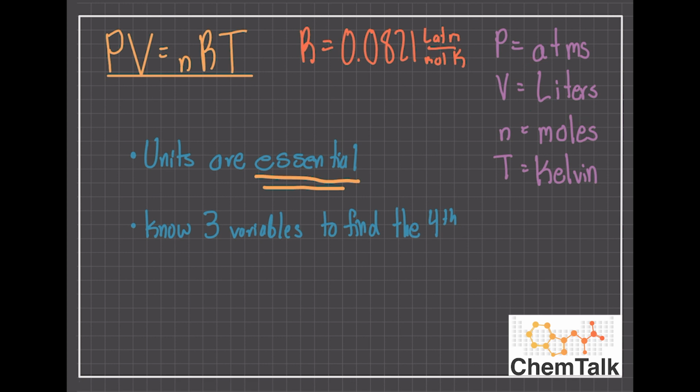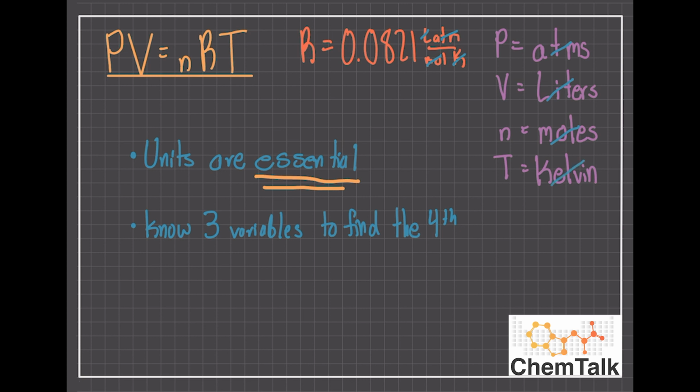And finally, R. R is the ideal gas constant. This balances units on each side of the equal sign. R is equal to 0.0821 liters atmosphere per mole Kelvin. It's the constant that relates all these variables together in an accurate way.